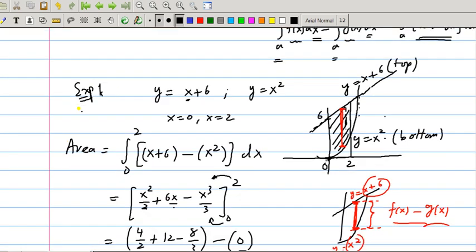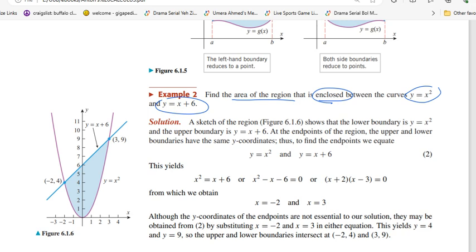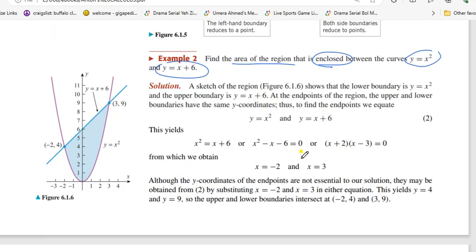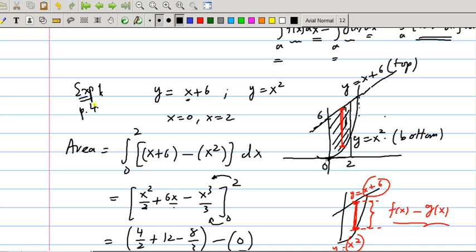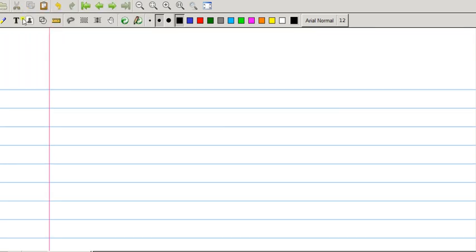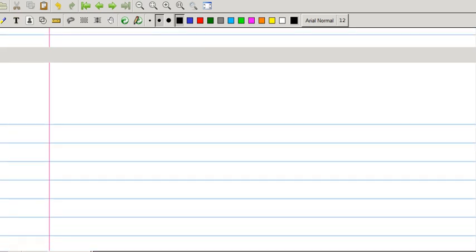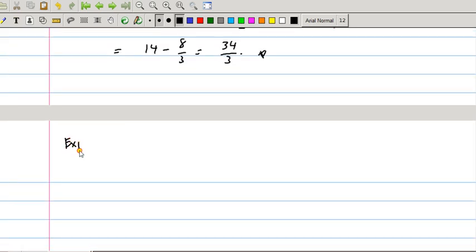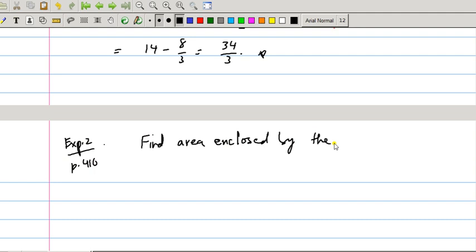This is example 1 on page 416 and example 2 on page 416. They said find the area enclosed by the curves now. Curves are the same, they didn't change it. x plus 6, which is a straight line, and x square, which is a parabola.